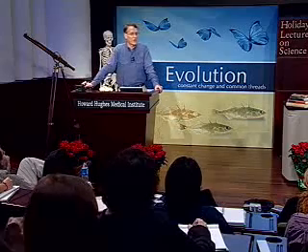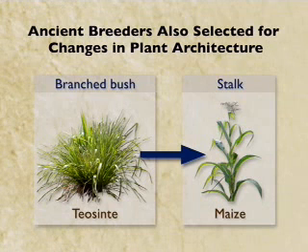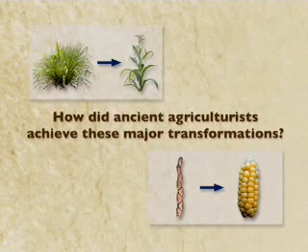Similarly, major changes in overall branching architecture. So teosinte is a wide, bushy plant. Corn is a tall plant. The ears of the corn are supported on the central stalk. And the tall plant makes it possible to pack in lots and lots of corn stalks when you're planting an agricultural field. So how did ancient agriculturists achieve these major transformations?